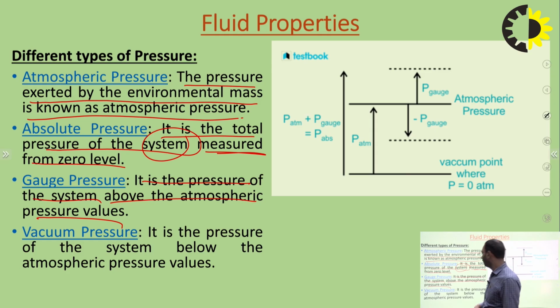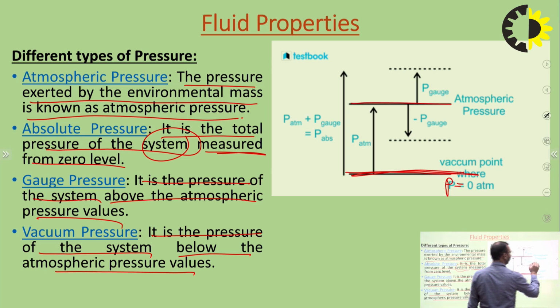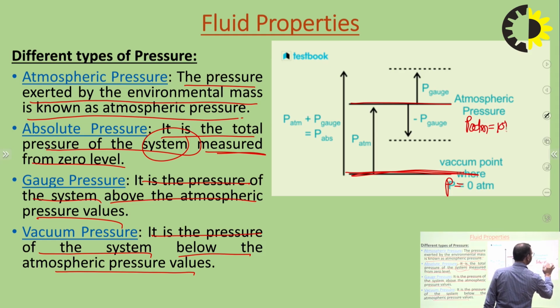Then what is vacuum pressure? It is the pressure of the system below the atmospheric pressure line is called vacuum pressure. In this figure, this is the zero pressure line. Here pressure is equal to 0 atmospheric. This is the atmospheric pressure line, and here pressure P atmospheric is equal to nearly 1 bar, or 101,325 pascals.